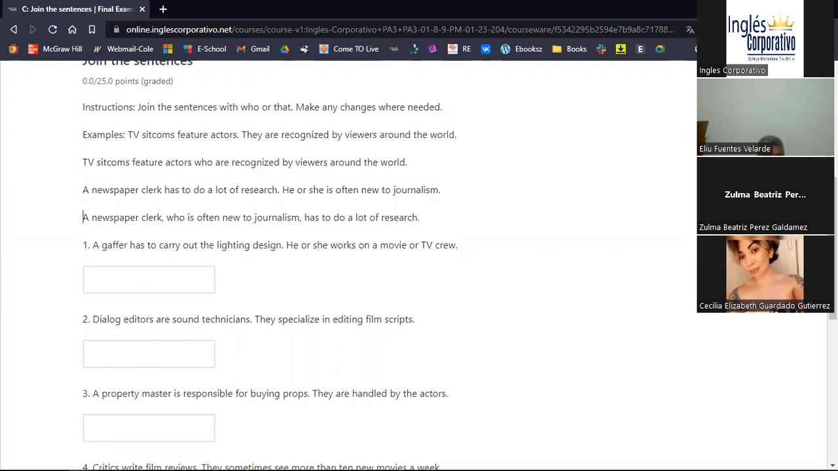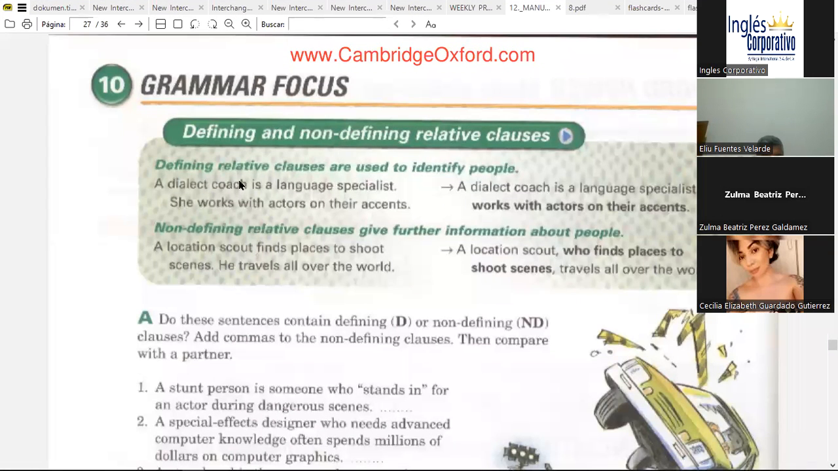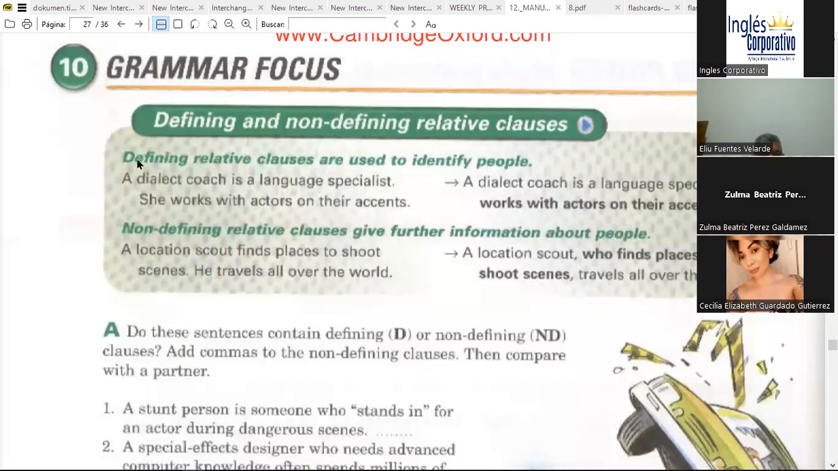Well, pretty much we're doing defining and non-defining clauses, right? And that information can be found in your manual. So in the grammar focus section, it explains a little bit about this topic, okay? We have the defining relative clauses, and defining relative clauses are used to identify people. For example, a dialect coach is a language specialist. She works with actors under accents. A dialect coach is a language specialist who or that works with actors under accents. So as you can see, what is the relation that we can have?